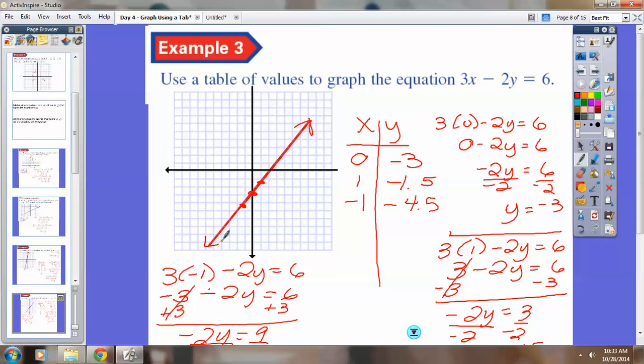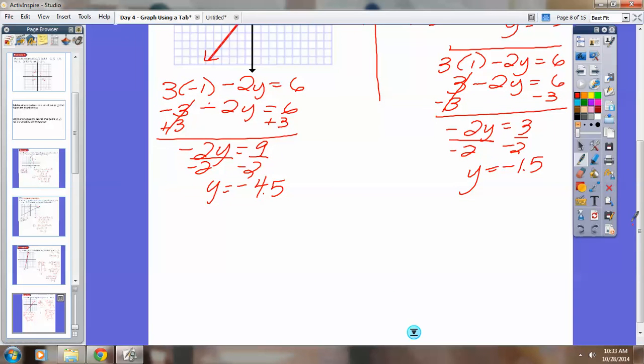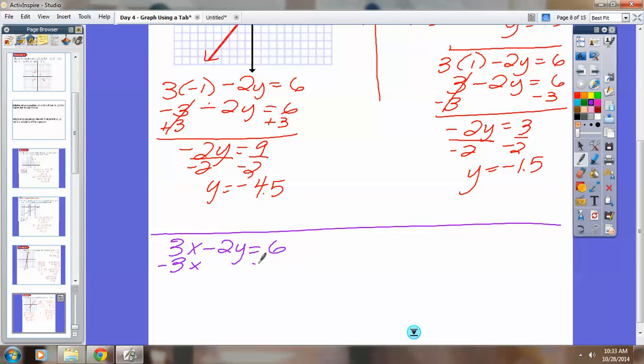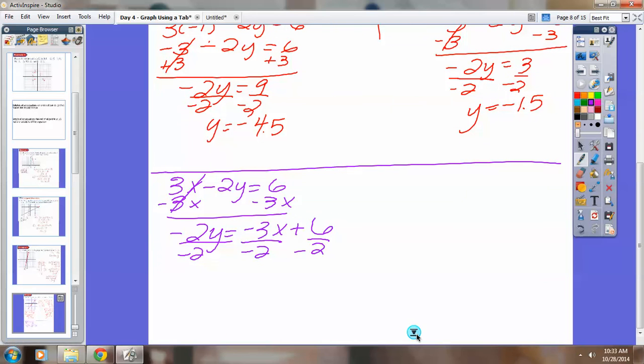Someone said, could we have solved this equation for y to make it easier to solve? Absolutely. Let me show you what you could have done. If you had chosen to solve for y, let's take our original equation, which was 3x minus 2y equals 6. I could have subtracted 3x, so negative 2y equals negative 3x plus 6. Divide by negative 2. So y would be a positive 3 over 2 x minus 3.